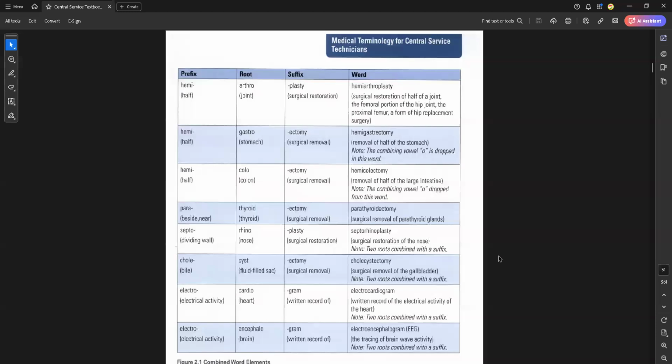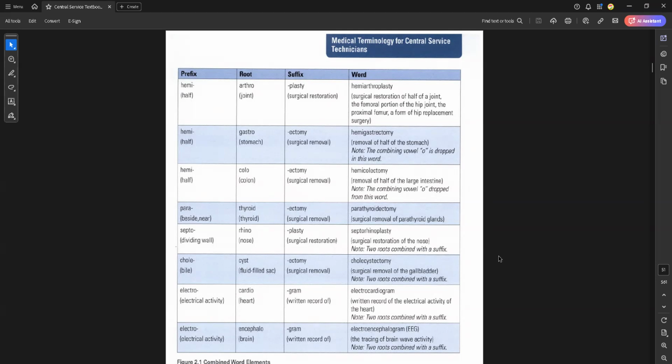Now, these are some examples. Here, we have prefix, root, suffix, and then we have the word element. Now, the first one we have is hemi. Hemi means half. Arthro is joint. When you go and see your doctor and you have, let's say, bone issues, they'll tell you to go and see the orthopedic doctor. Well, this is arthro, and it's also about joint, and all forms fall under orthopedic anyway. So the root here is arthro, which is joint.